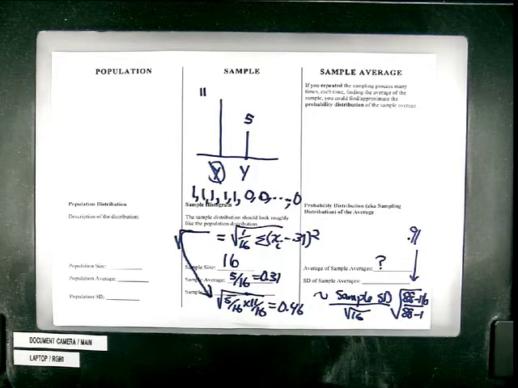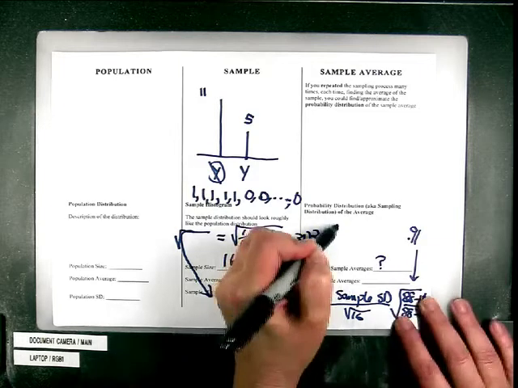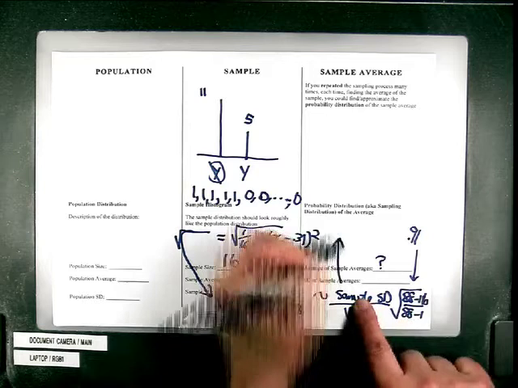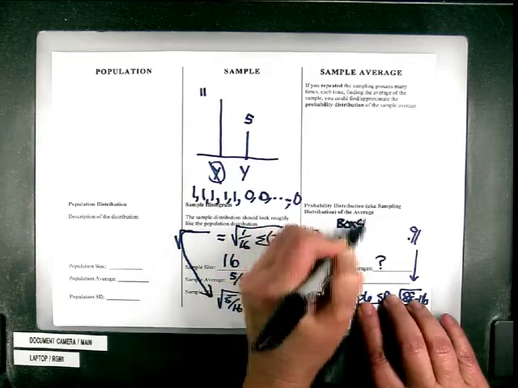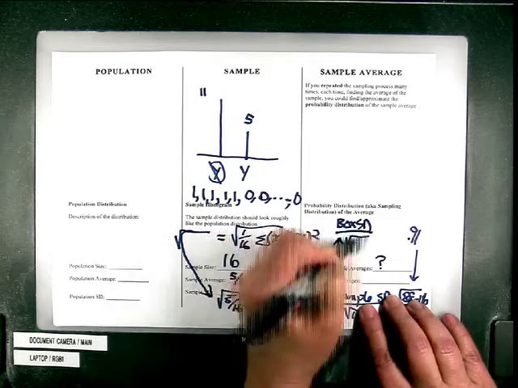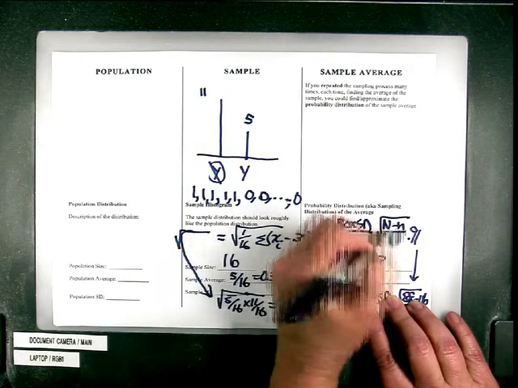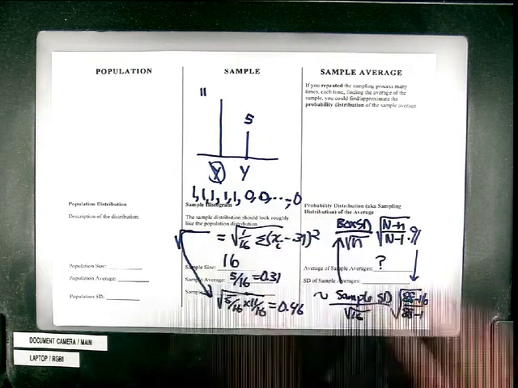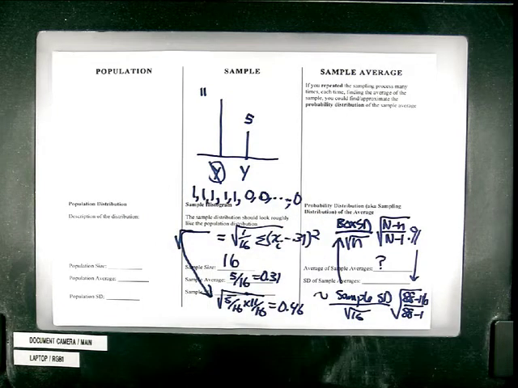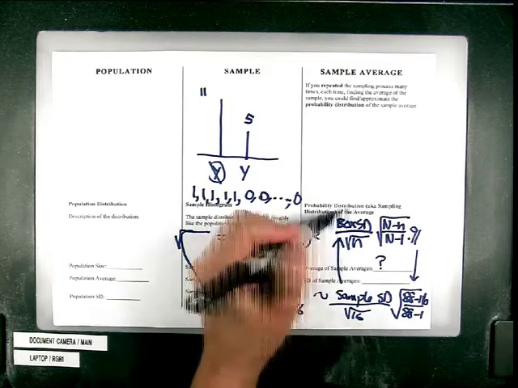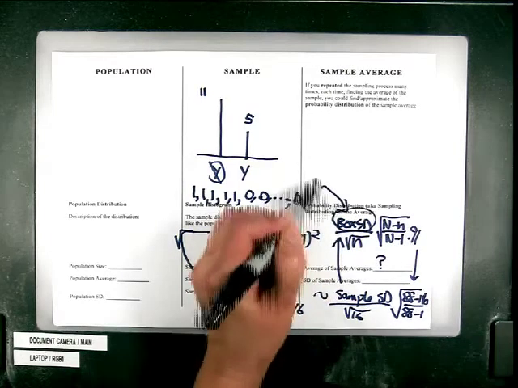Times the FPC. So the actual formula, which would be good to make sure that you know, is the actual sample SD is the box SD, or your population SD, divided by the square root of your sample size. Then the whole thing times your population size minus your sample size over your population size minus 1. That's the exact standard error of the sample average.